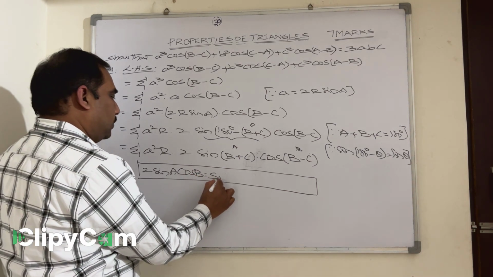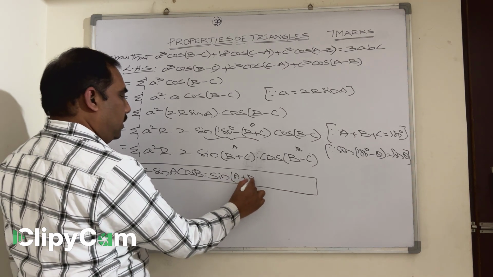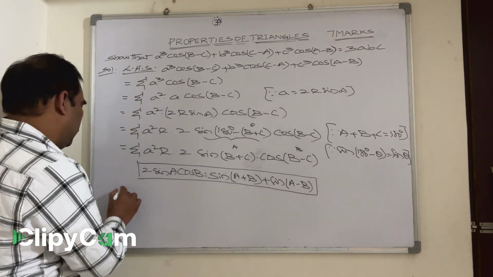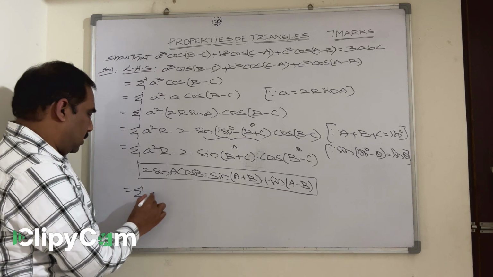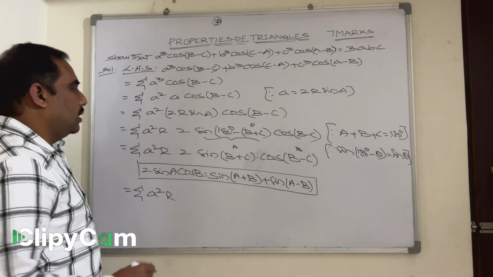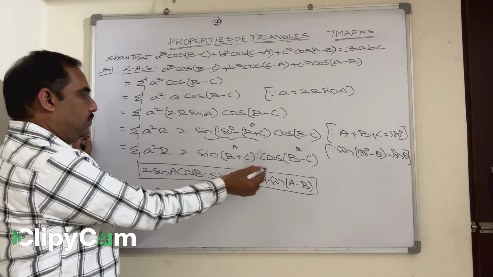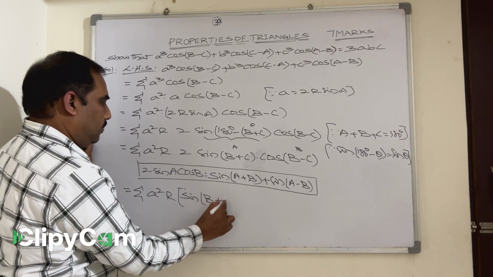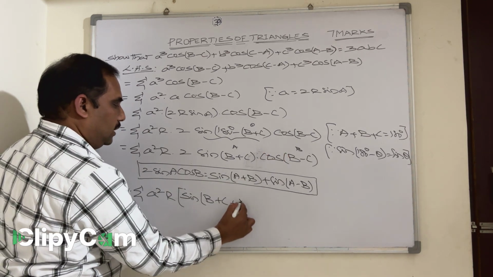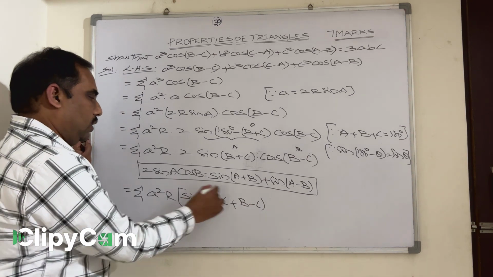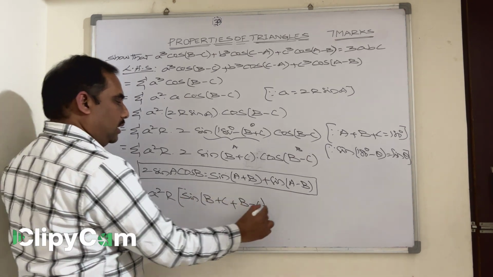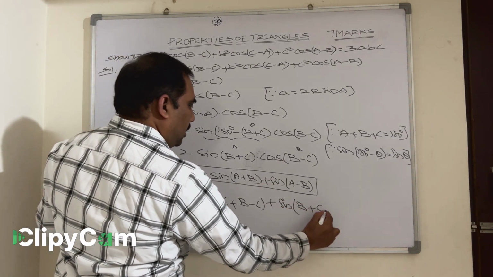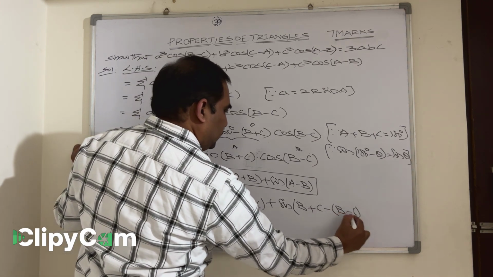Sine(A plus B) plus sine(A minus B). So now this is equal to sigma a square r into sine(A plus B) plus sine(A minus B), where A is b plus c and B is b minus c. So a plus b is (b plus c) plus (b minus c), and a minus b is (b plus c) minus (b minus c).